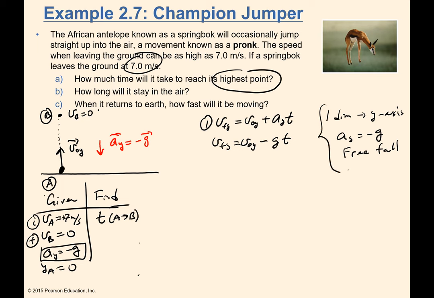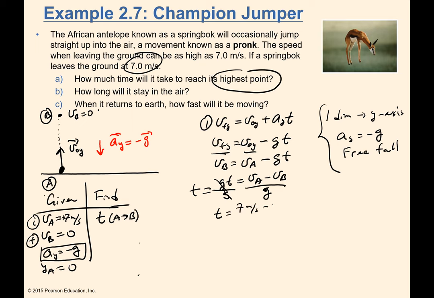Now, can I use this equation to find time? Of course I can, because I know V final, which is my VB. I know V initial, which is VA, and minus gt. I have all of those except time, so I can use this equation. I can rearrange this, where gt equals VA minus VB: move the gt to the left side, move VB to the right side, and then divide both sides by g to find t. Then t equals VA, which is 7 meters per second, minus VB, which is zero, divided by 9.8 meters per second squared. I calculate this and get 0.71 seconds. So that's the time it takes to go from A to B.